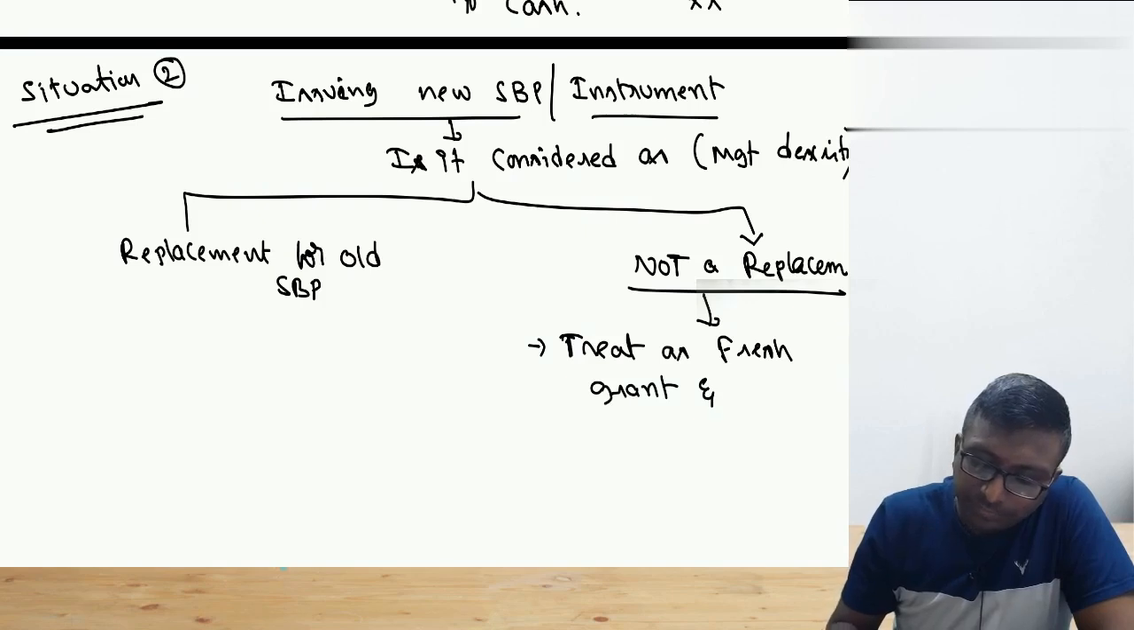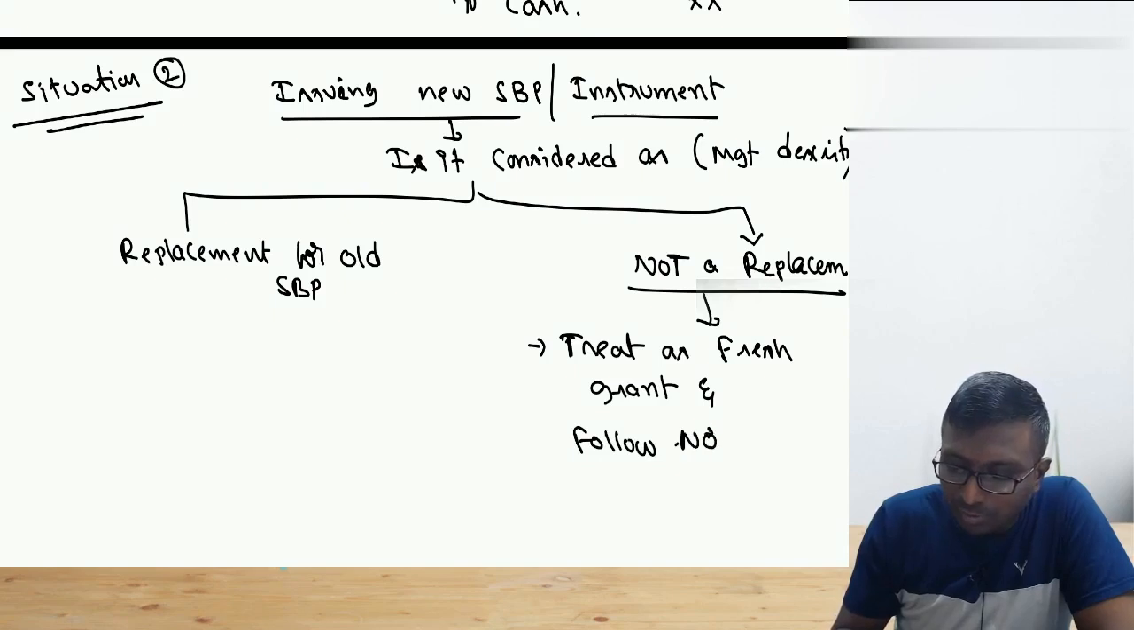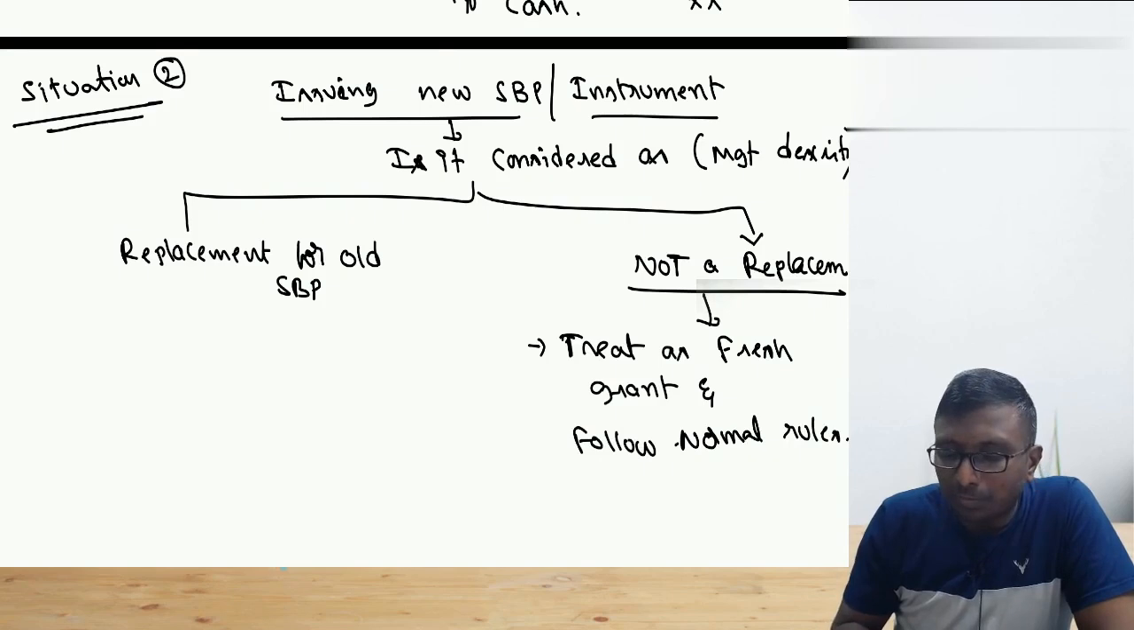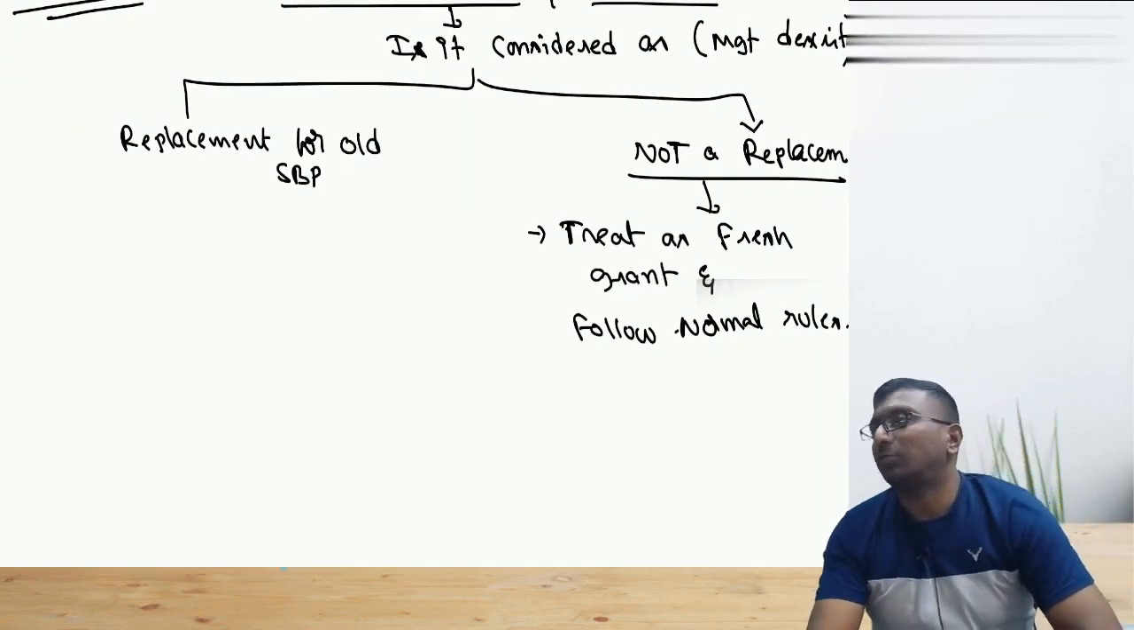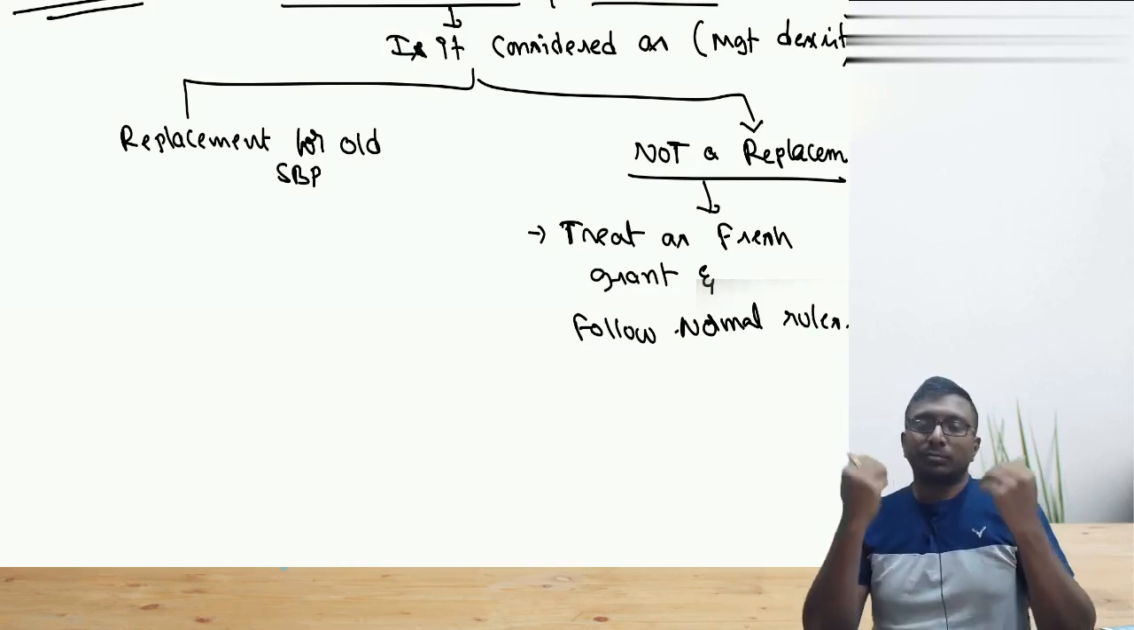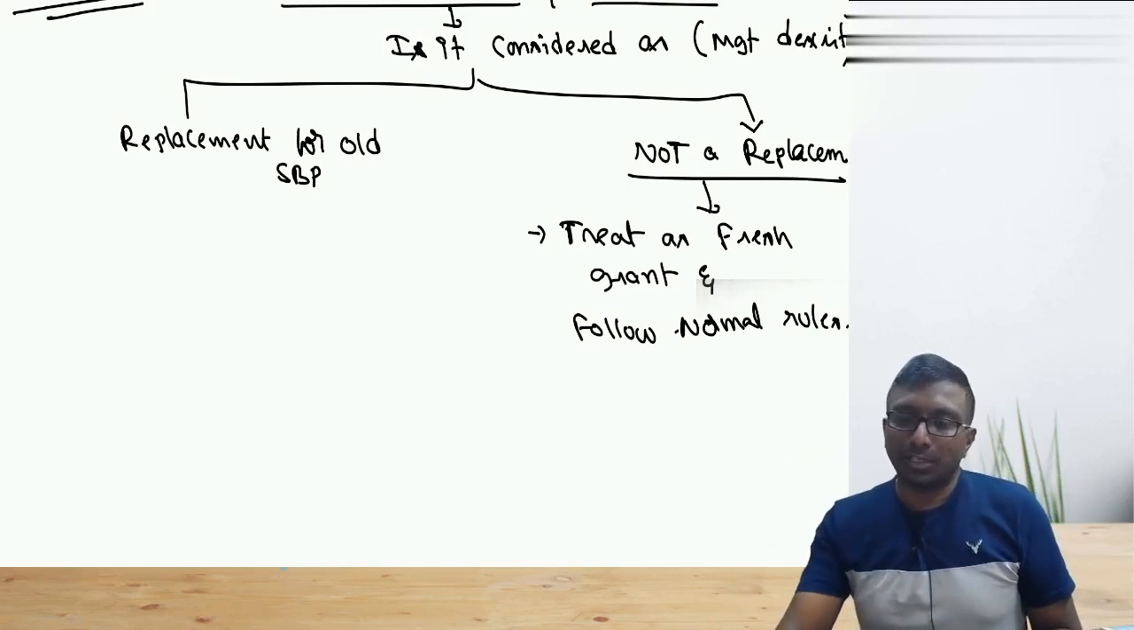and follow normal rules. You know that, correct? Take the fair market value of today, as a fresh grant, and how much is the vesting period, everything. Generally, what happens? They may issue a new share right now.